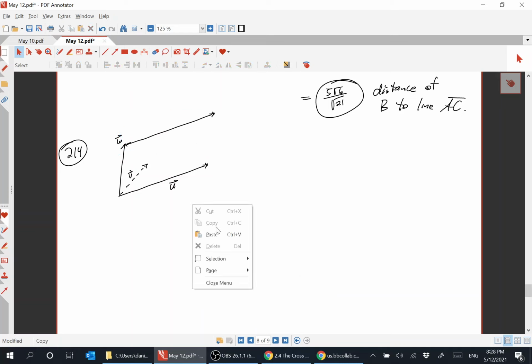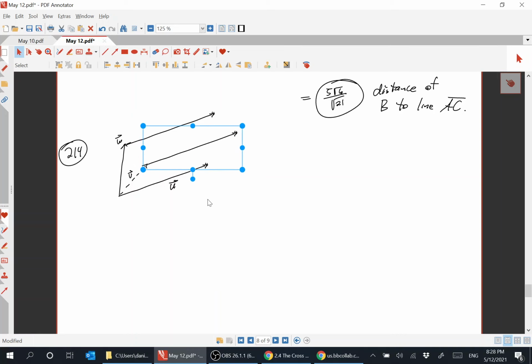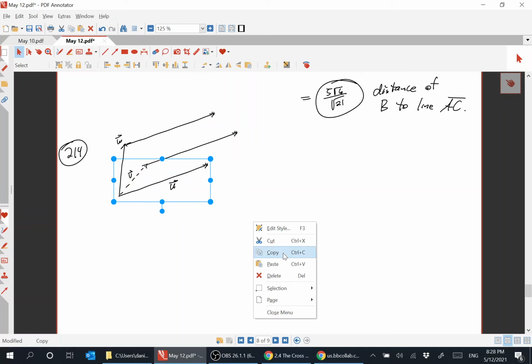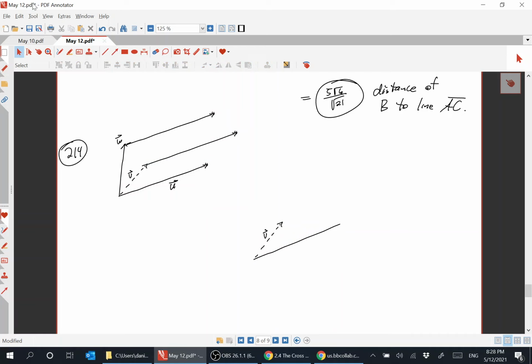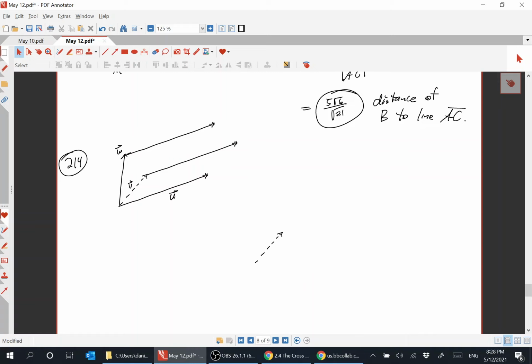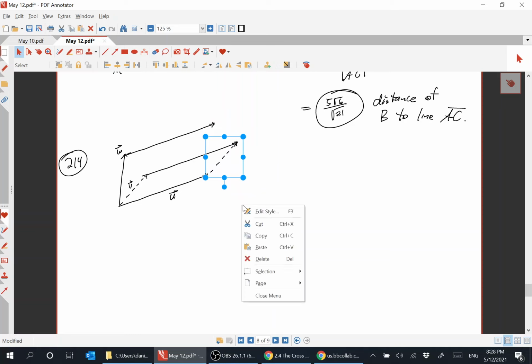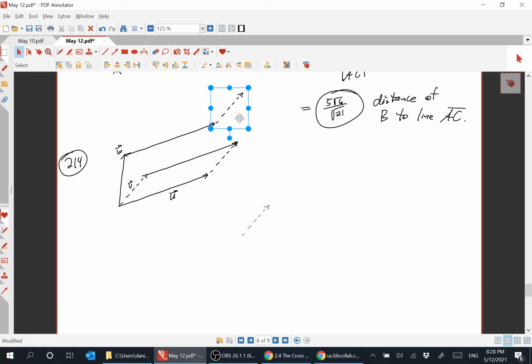So here's a copy of u. Here's another copy of u. Here's a copy of v. Oops, I messed that up. There we go. So here's a copy of v. Here's another copy of v. And another copy of v. And then another copy of u over here.